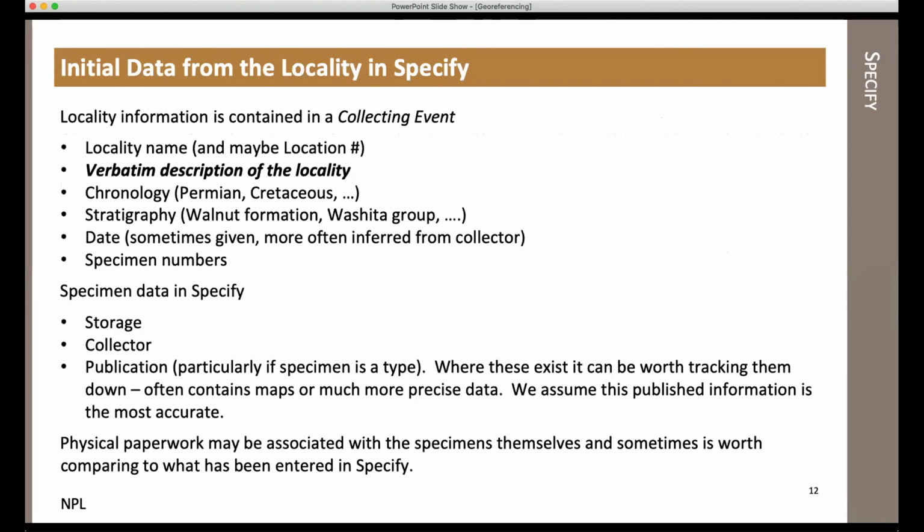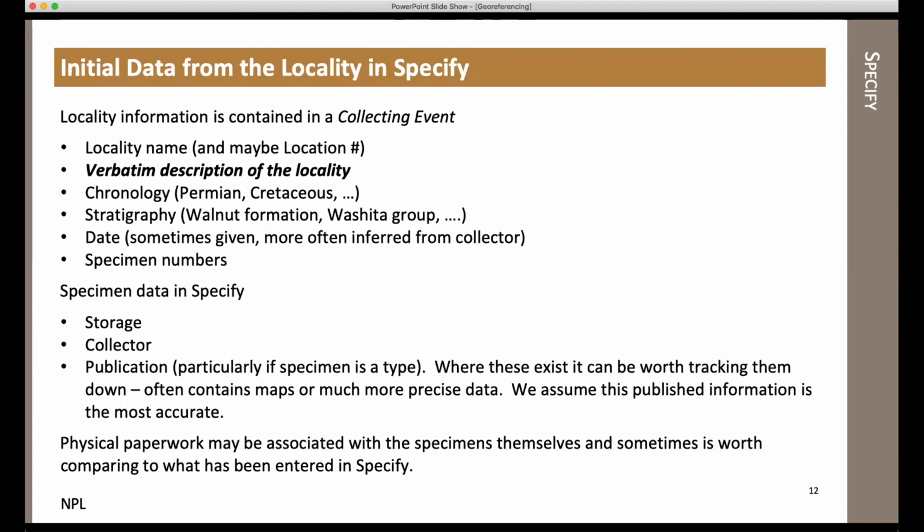So we start with the data in Specify, and we do a query, and that gives us a set of things to work on. In Specify, there's a thing called a collecting event. Every specimen is associated with a collecting event, and a collecting event is associated with a location. So when we look at a collecting event, we see a locality name and a verbatim description of the locality, and this is the text string that we're going to use typically to figure it out.